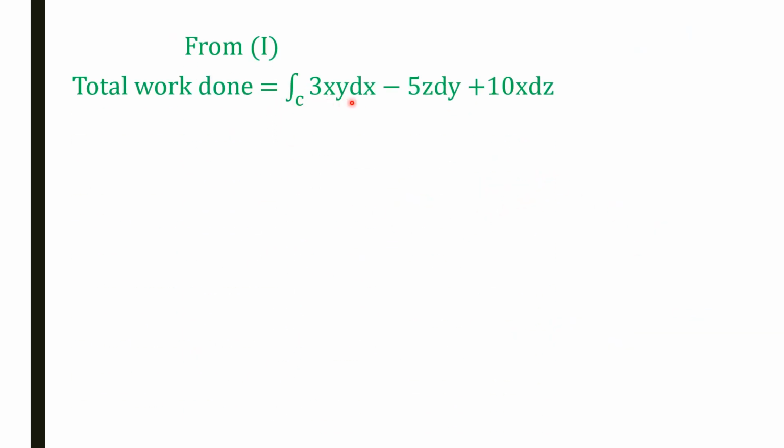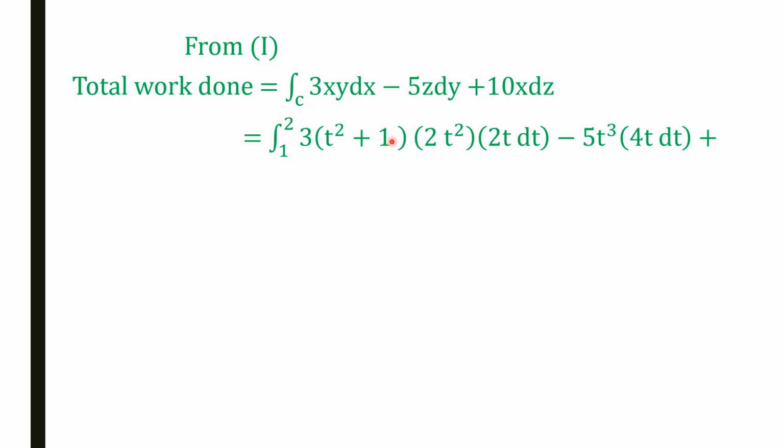Therefore equation 1 becomes, see here, 3xy dx minus 5z dy plus 10x dz. So 3 as it is, x is t square plus 1, y is 2t square. Okay, and dx is 2t dt, that we have seen in the previous step. Minus 5 as it is, z is t cube, and dy is 4t dt, and 10 as it is, x is t square plus 1, and dz is 3t square dt. Got it? We have just replaced the values of x, y, z, and dx, dy, dz. That's it.